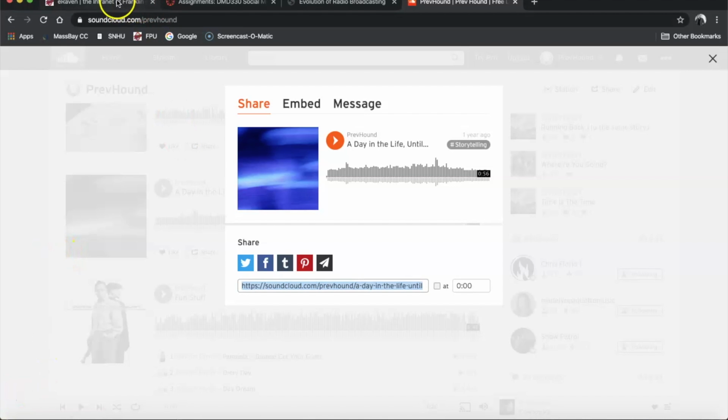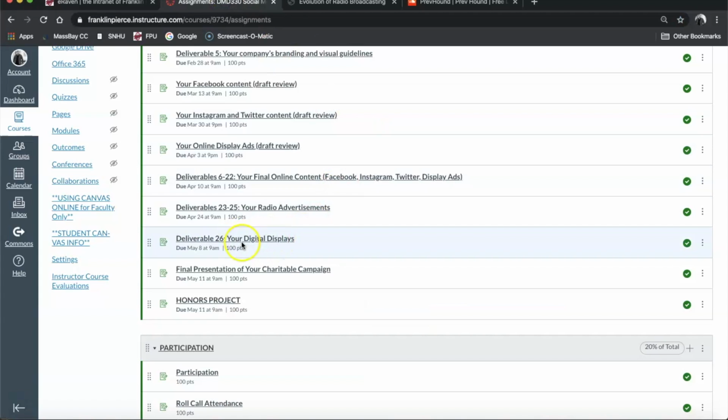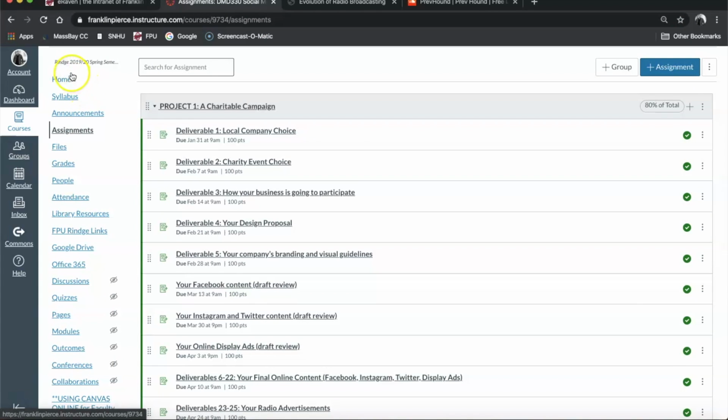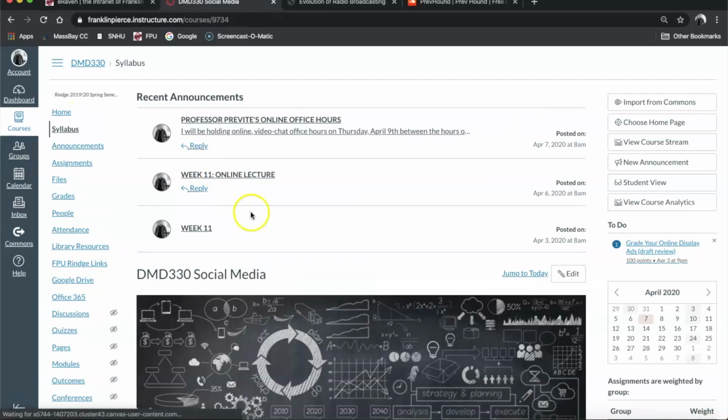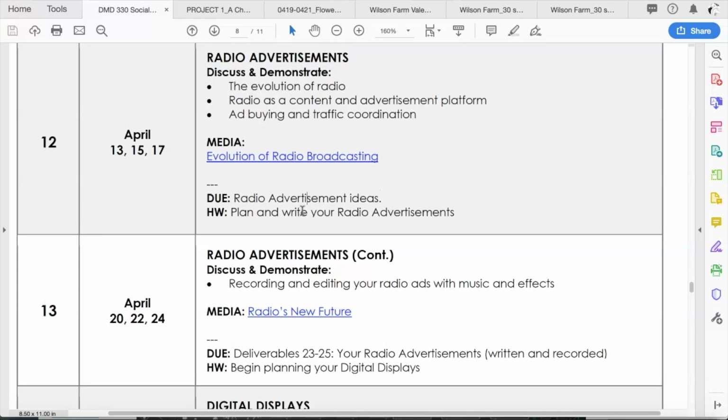Okay, so hopefully that is all clear. Don't panic if it's not. We'll go over the recording of the radio ads again the beginning of next week. Again, this week, all you're really doing is coming up with your radio ad ideas and begin writing them and put a draft onto Canvas, and I'll take a look at them. If you have any questions, thoughts, concerns, be sure to email me and I'll help you out.